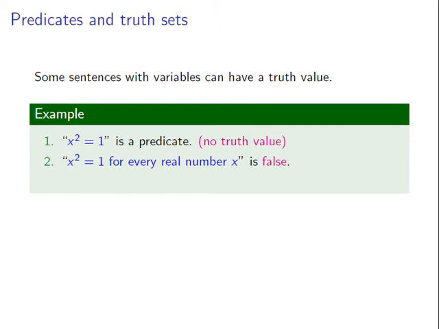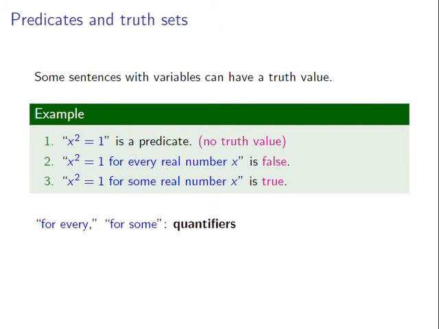The statement x squared equals 1 for every real number x has a truth value since it makes a more specific assertion about the set of objects which make the equation true. We know that this is false since 0 is a real number which does not satisfy the equation. Likewise, the statement x squared equals 1 for some real number x has a truth value, which we know is true since 1 and -1 are real numbers which satisfy the equation.